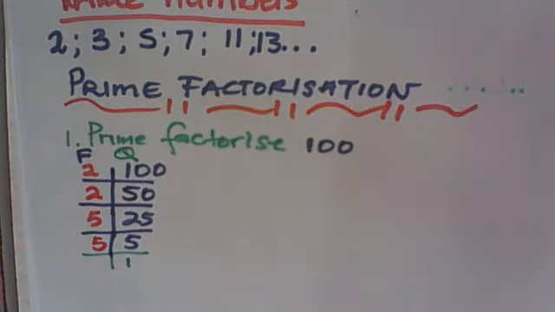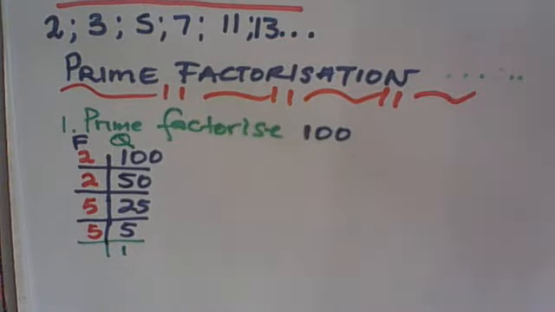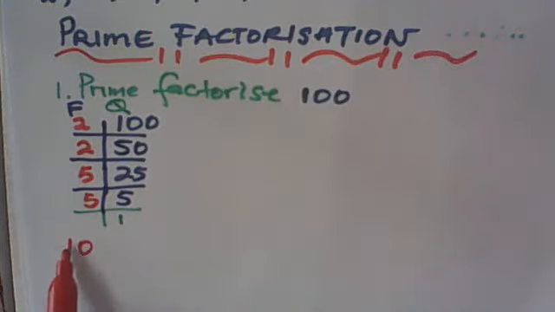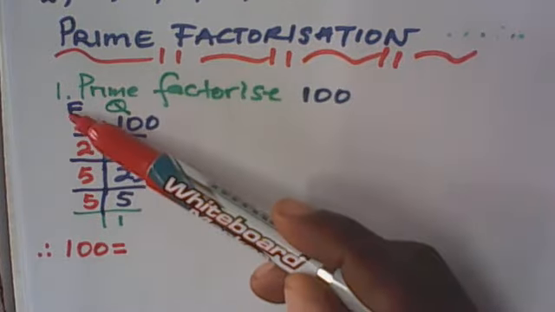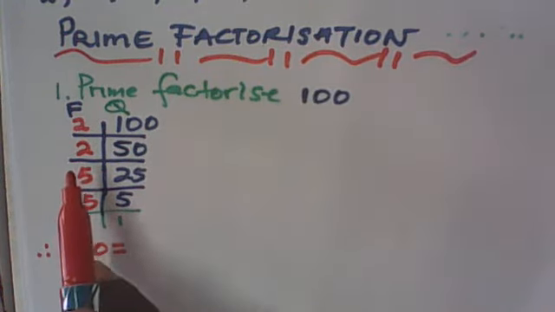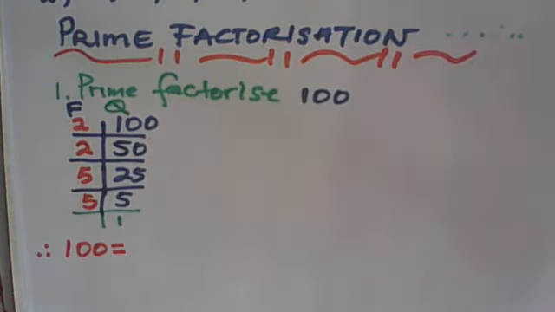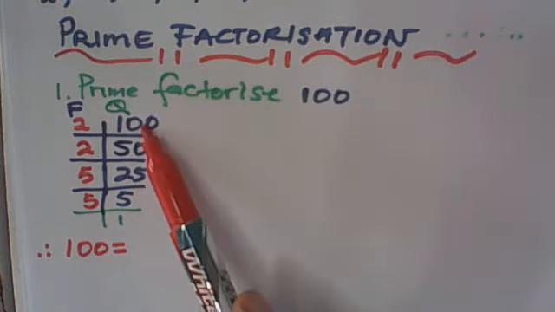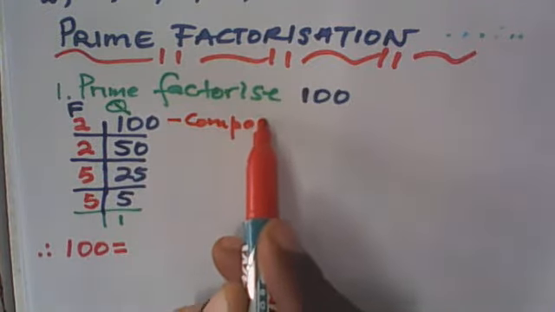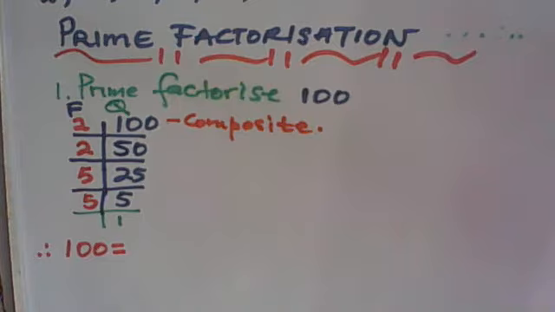So it is now concluded that 100 is equal to, now you go to the left hand side, that is the factors. This is F for factors. What are factors? Factors are numbers that are multiplied to give you the initial product. What is our initial product? This is a composite number. That is our initial product. Should be composite. So this is 100. It's a composite number. Then we break it into factors.